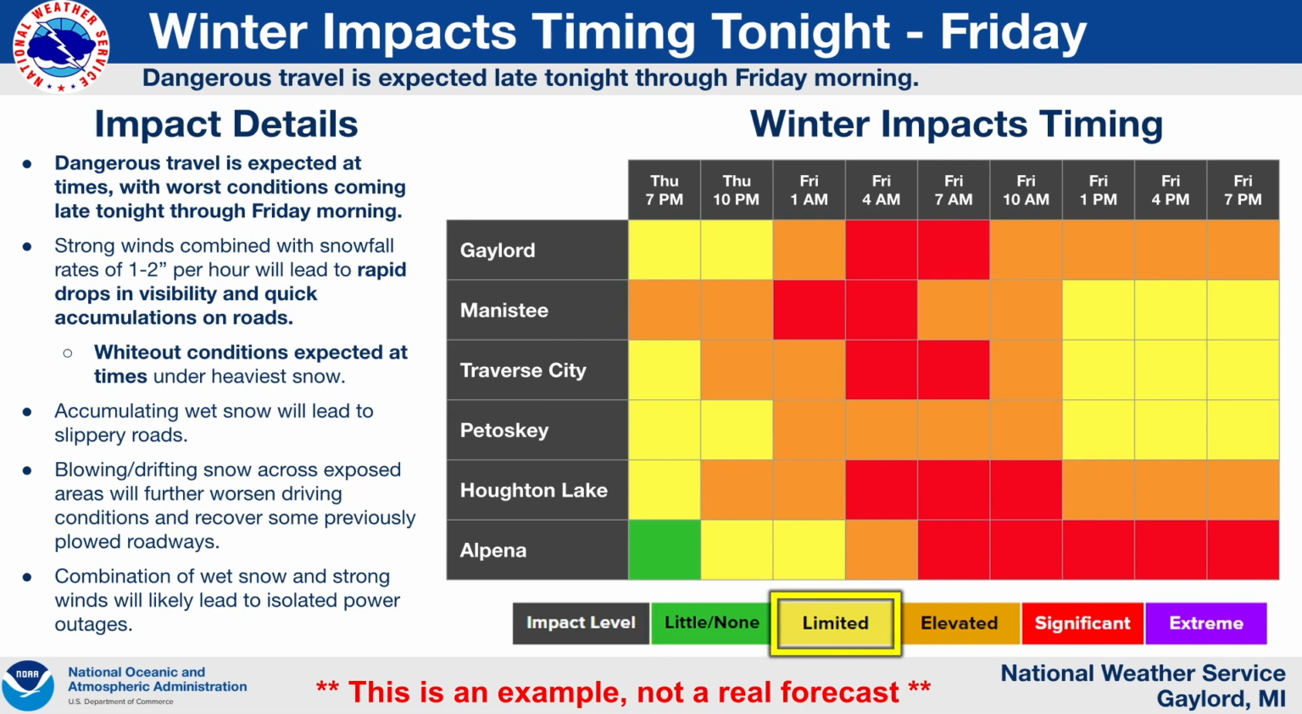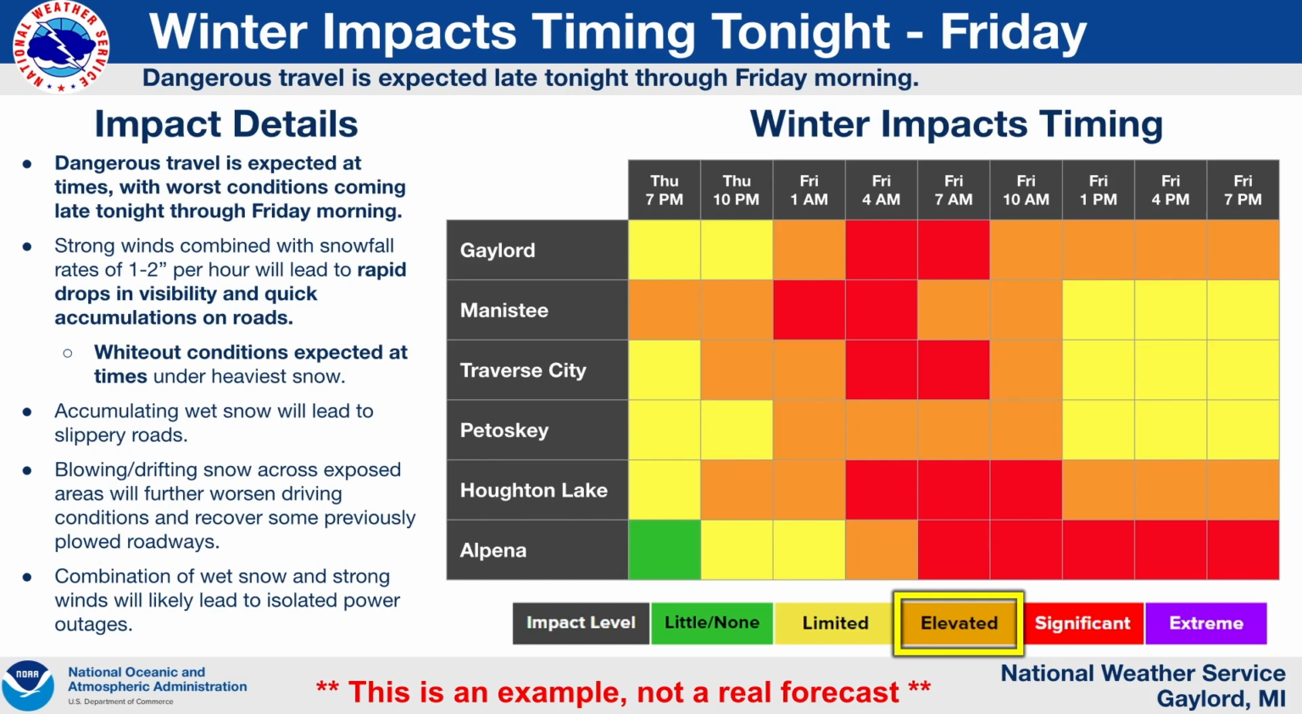Limited correlates to low-end winter weather advisory conditions, so typically a few inches of snow per 12 or 24 hours with limited wind or blowing snow potential. The next is elevated, which correlates to high-end winter weather advisory conditions or a winter weather advisory where icing potential exists on roadways. This also correlates to the timing of worst impacts inside of the headline.